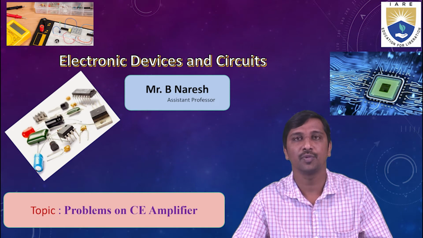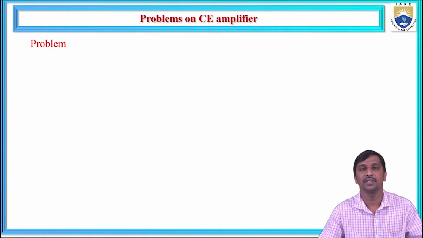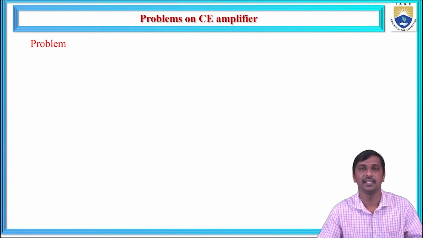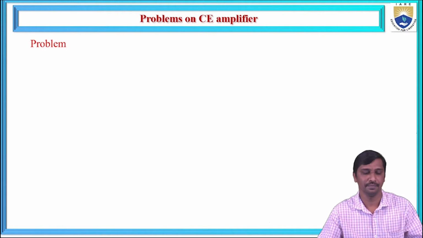Today's topic is problems on CE amplifier. So, in this session, we are going to discuss how to solve the parameters related to the common emitter amplifier using the H model analysis. First, we will see the first problem.